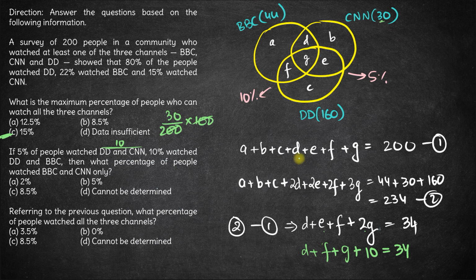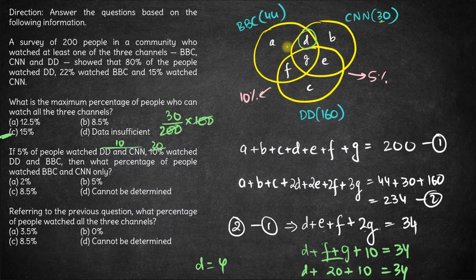This is 34. Now it's also given that 10%, that means 20 people watched DD and BBC. So DD and BBC is effectively F plus G. So F plus G is 20. So we'll have D plus 20 plus 10 is equal to 34, right? So D plus 30 is 34, so this gives us D is equal to 4, right? D is equal to 4, and this is what we wanted, right?